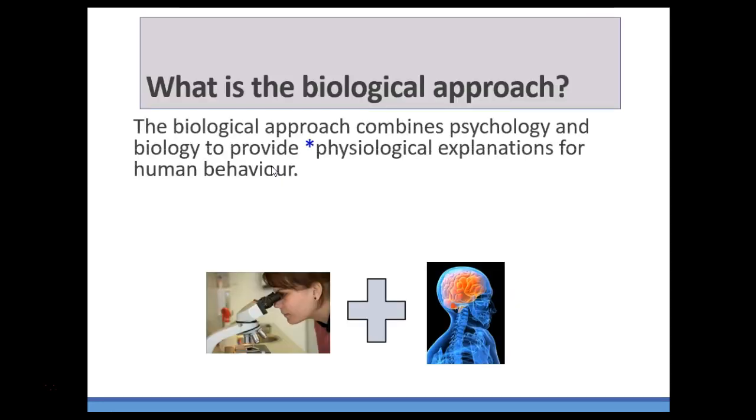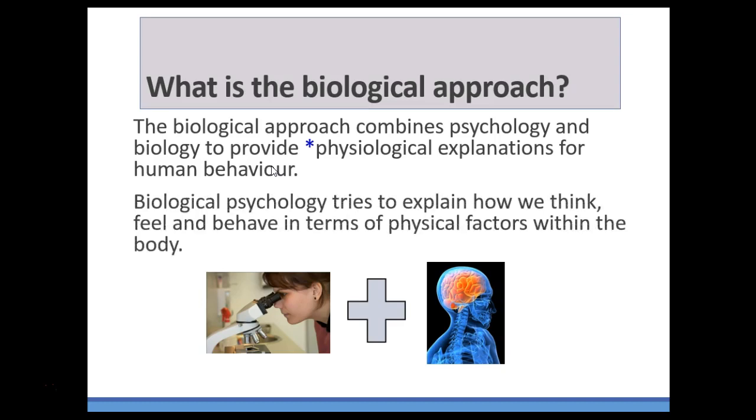So, what is the biological approach? The biological approach combines psychology and biology to provide a physiological explanation for human behaviour. It tries to explain how we think and feel and behave in terms of physical factors within the body. So, in basic terms, it's our biology that causes our behaviour.